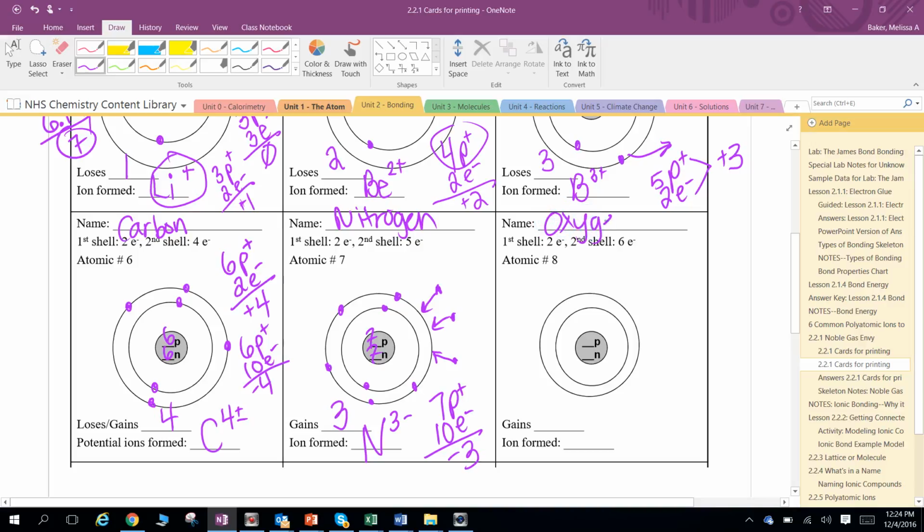Oxygen is number 8. It's got 8 protons, 8 neutrons, 2 electrons in its inner shell, and it's got 6 in its outer shell. So it will be really happy to gain 2 electrons and have the great 8 and be like neon.